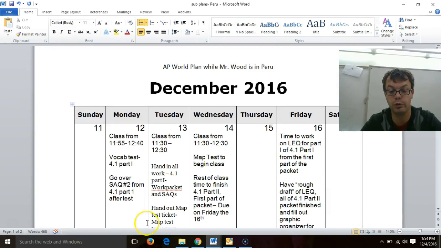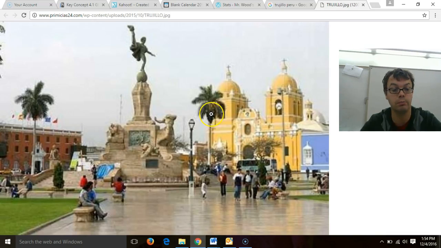If you're wondering where Mr. Wood is right now, here's where I actually am. Look at that. Looks pretty nice. Summertime. Was I looking the wrong way? Oh, there it is. Oh, okay. So if you're wondering where I am, I'm in Trujillo, Peru with my family right now, hopefully having a good time. I hope you guys have had a good weekend too.